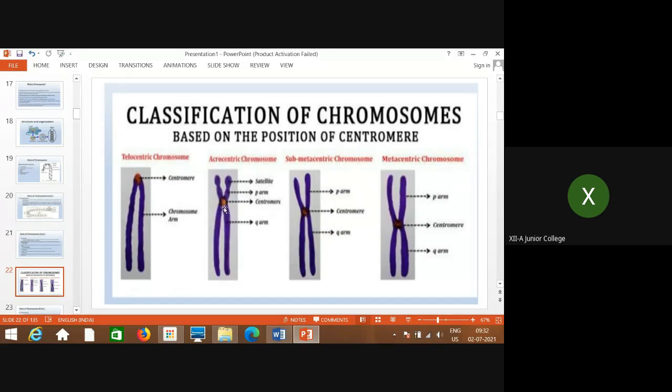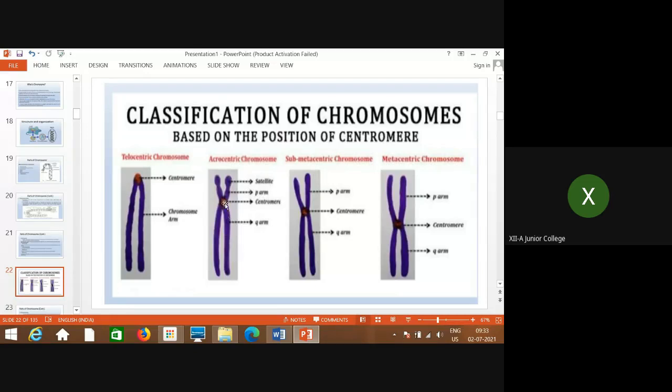Then next is acrocentric. In the acrocentric condition, the centromere is present at one end, making very unequal lengths of the arms, where one arm is very short and the other is very long.